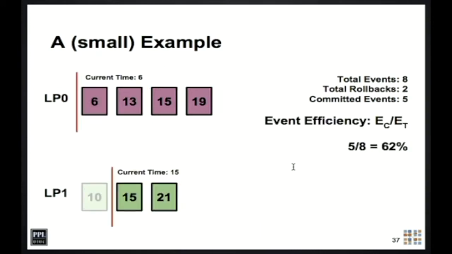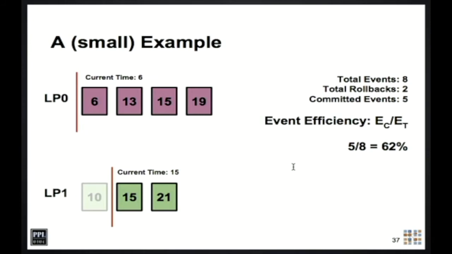So this brings up the notion of event efficiency, where we just look at the number of committed events over the total events. In this case, it's 5/8. So this particular small simulation is running at about 62% event efficiency. Ideally, we'd want to be running at 100% efficiency, which just means that every single event that we execute is meaningful and useful to the final result, which means every single one has been committed.